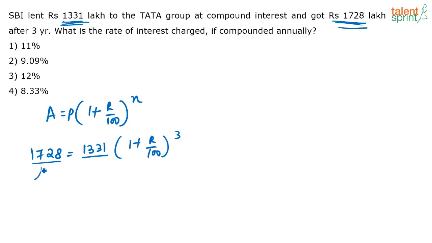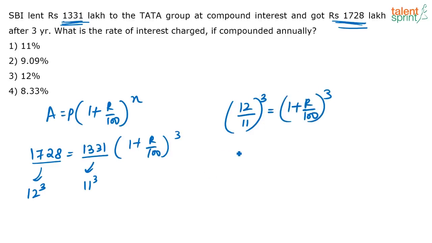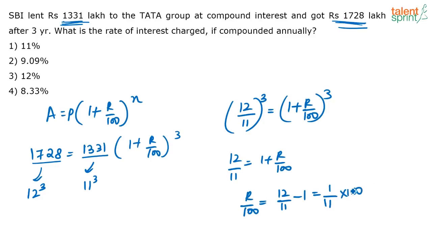What is 1728? 1728 is 12 cube. What is 1331? 11 cube. So I can write this whole equation as (12/11) cube = (1 + r/100) cube. Removing the cube on both sides, I get 12/11 = 1 + r/100, or r/100 = 12/11 - 1 = 1/11. So r = 100/11, which is 9.09%. That is option 2. Again a very easy question.